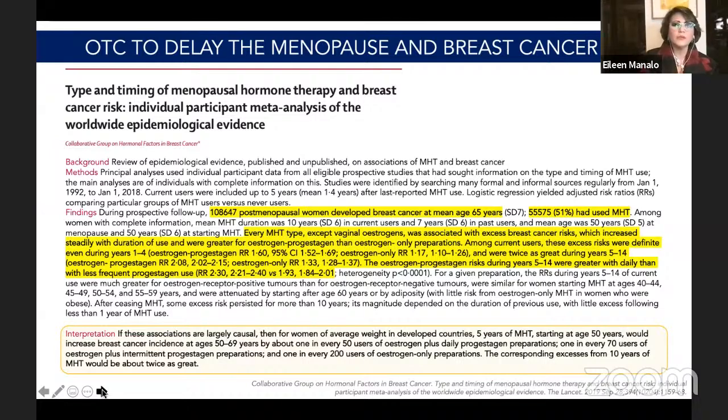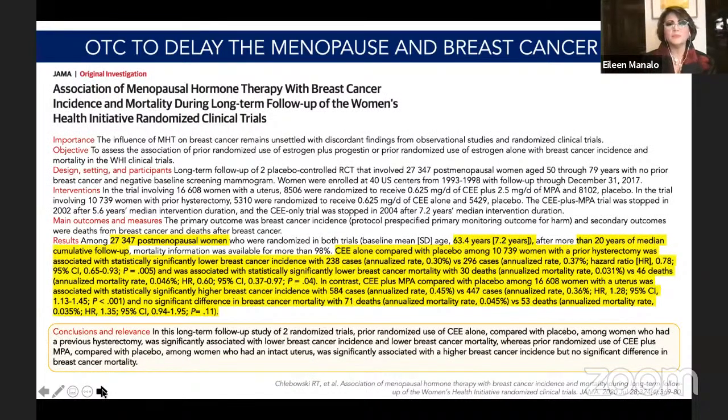This is in contrast, however, with an update of the WHI randomized trials, which was published in JAMA by the principal author of WHI, Chlebowski, saying that based on the RCTs, if you're using conjugated equine estrogen alone compared to placebo among women who had a previous hysterectomy, the use of CE alone was associated with a lower breast cancer incidence and lower breast cancer mortality, whereas the use of CE plus MPA compared with placebo was associated with a higher breast cancer incidence, but there was no significant increase in breast cancer mortality.